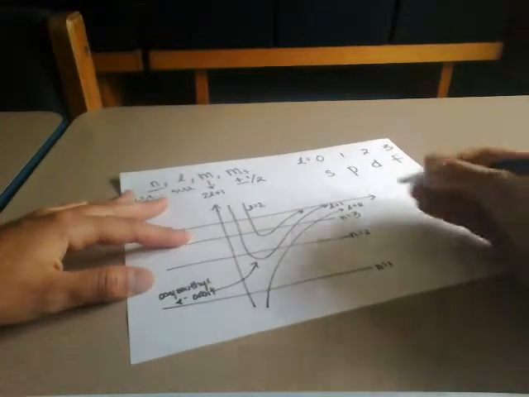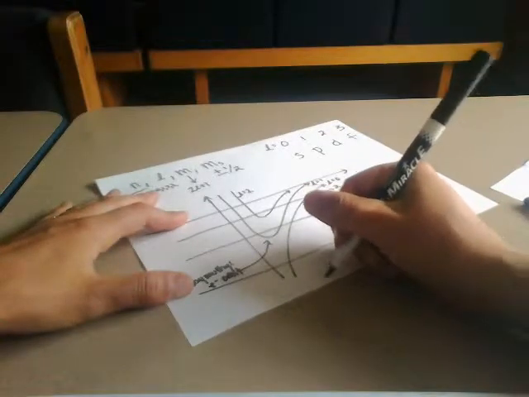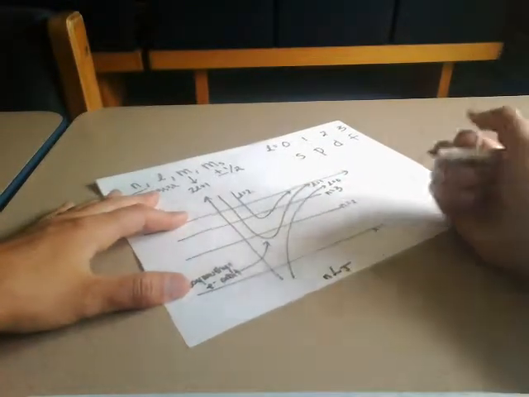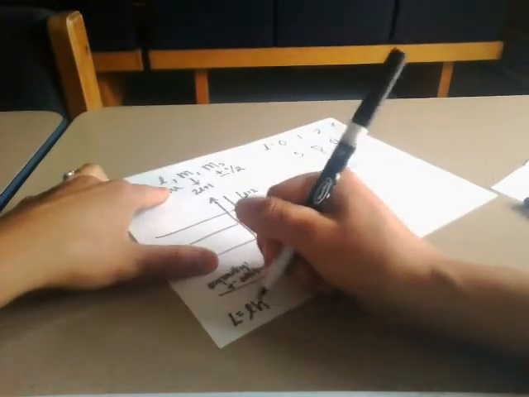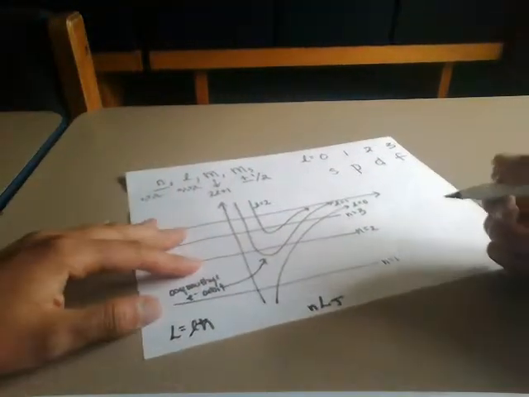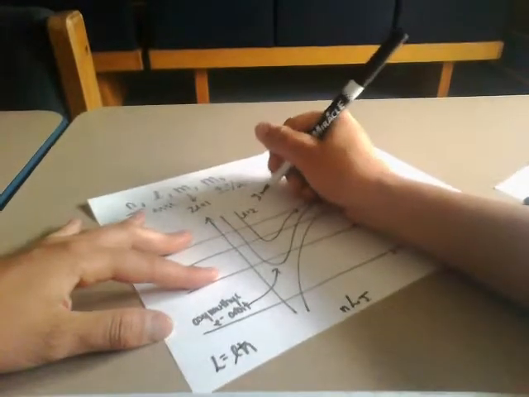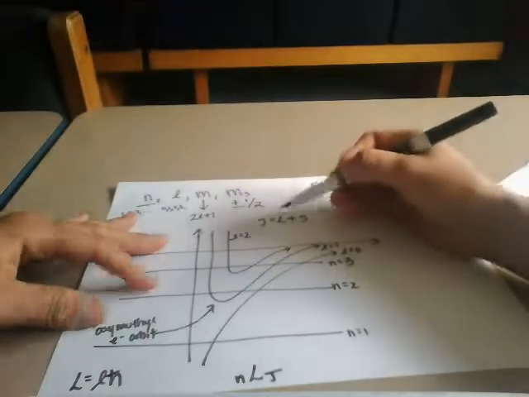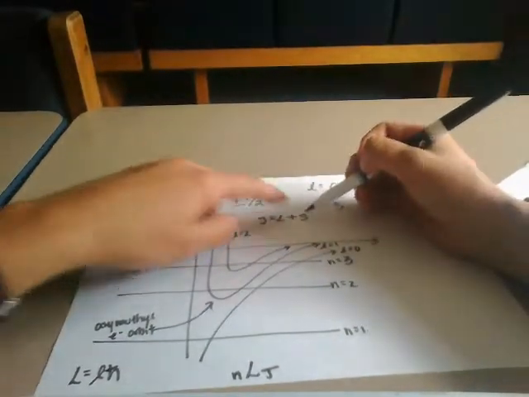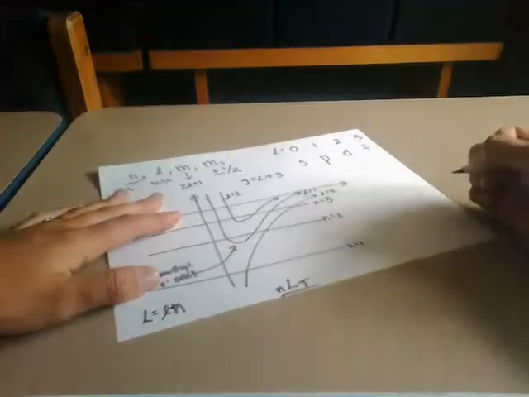Now, for the n equals 1, we want to write these in terms of N, L, J, where N is our energy level, L is our angular momentum value, which moves by steps of h bar, and J is our third component, which is defined as L plus S, L being the angular momentum value, S being the spin value. So, we want to define these for each of the different energy states.